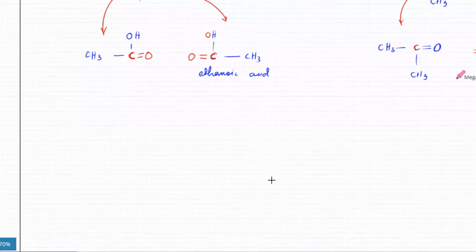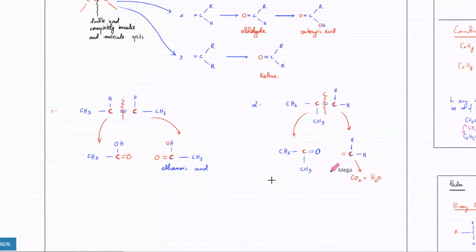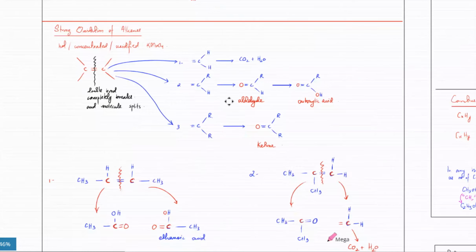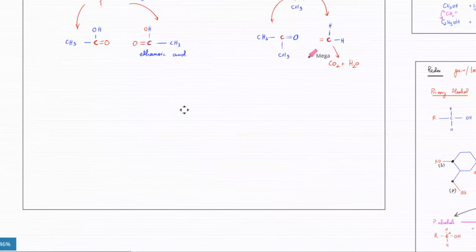Now remember, make sure you remember this. 2 carbon chains with the double bond, that's a ketone. 1 carbon chain, it's a carboxylic acid. No carbon chains, that's carbon dioxide and H2O. So let's do a skeletal formula. So I have this complicated molecule.